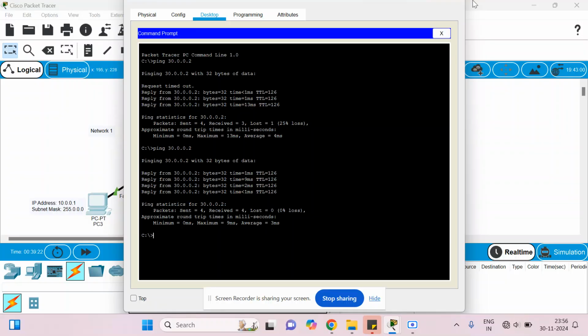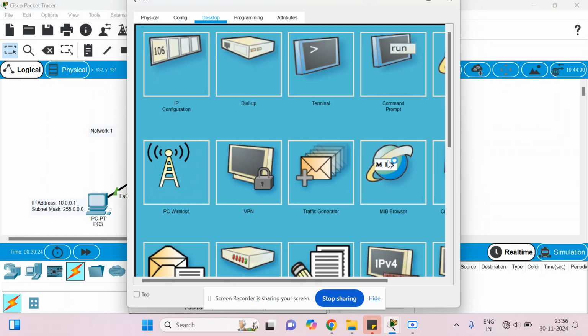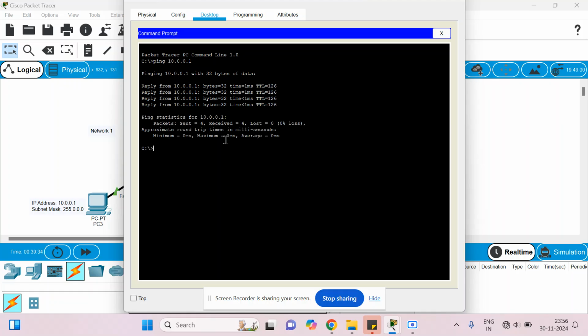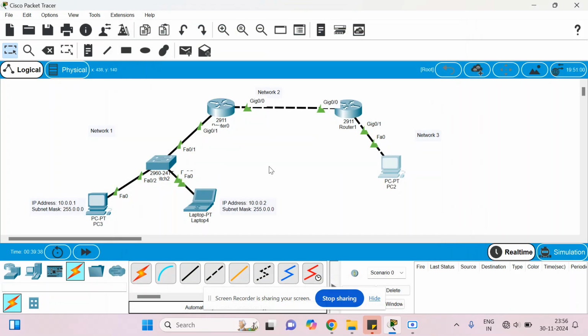So lost is 0. Similarly, I am checking from this machine, ping to the 10 network, 10.0.0.1. Yes, replies are coming, 4 packets sent and 4 received. Lost is 0. So done. In this way you can do the dynamic routing. Okay, means routing information protocol can be configured in this way. Thank you.